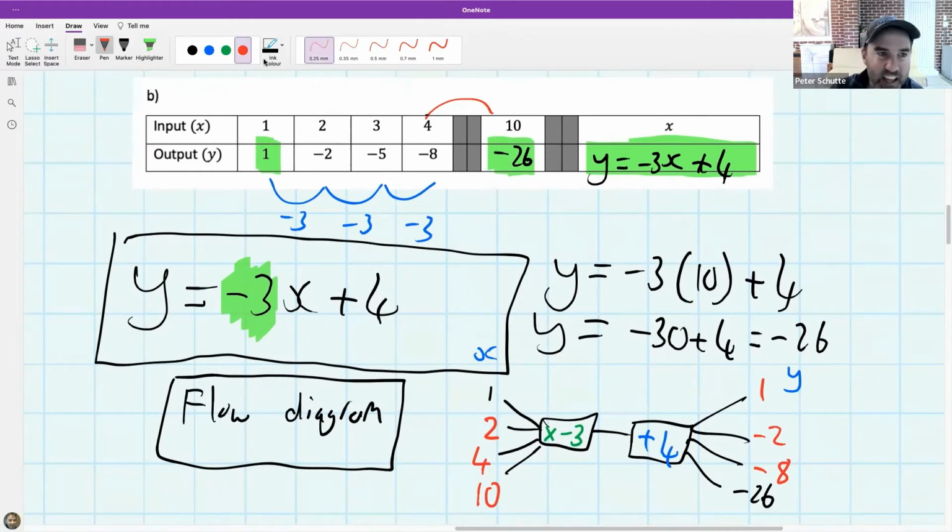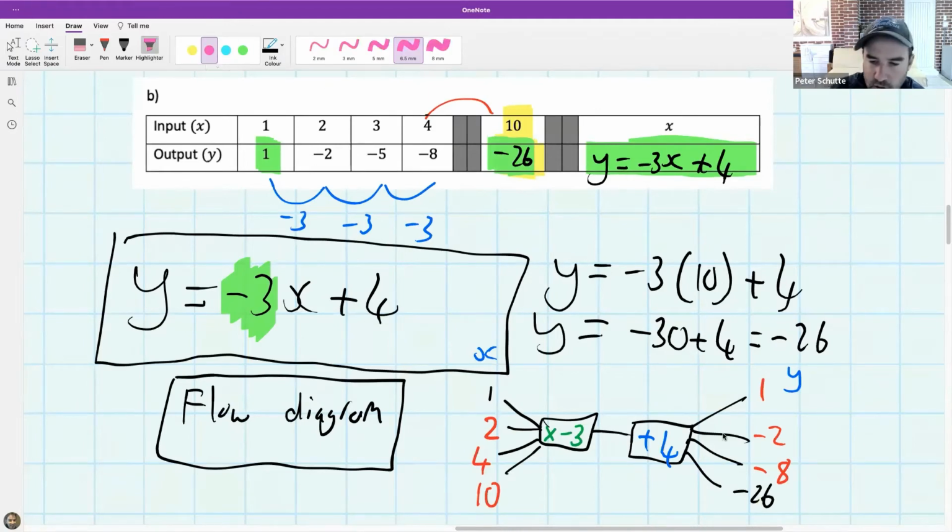I was a bit sneaky though, because I actually knew that from the table above. So just to point out, guys, -26 as an output goes with 10 as an input. But what you were saying is one way of getting there is to go backwards.